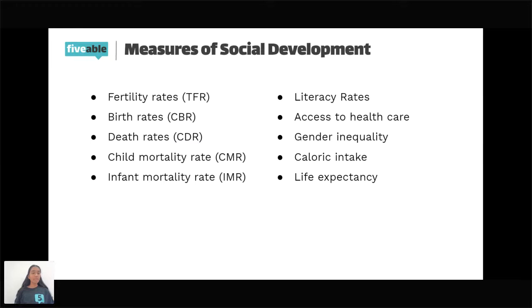Caloric intake is lower in developing countries because they don't have the same access to food, so they don't get the same nutrients and they don't get a wholesome meal. So that goes back to those really high death rates and mortality rates, because they don't have that nutrition to keep them sustained. And life expectancy is lower in developing countries and higher in developed countries.